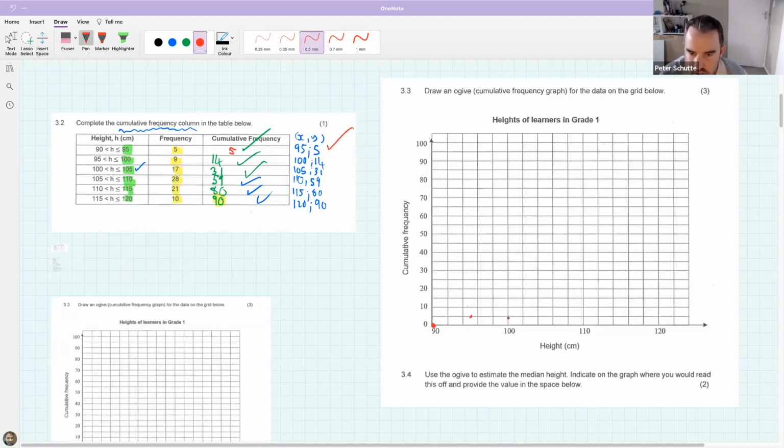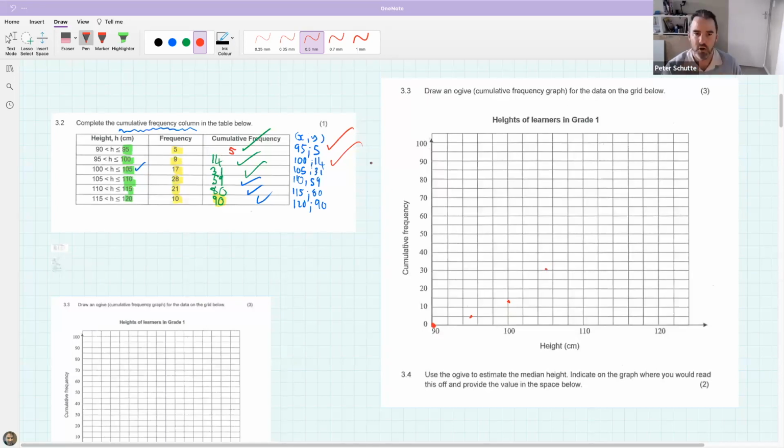So I go to 100. I go up to 14, which is here. And then my next one is 105. So it's again going to be halfway, and then 31, which it goes up to here.